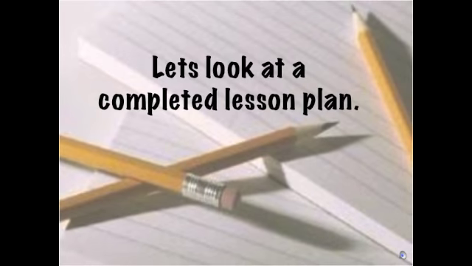Okay, so we know that there's 5 components and that we need to actively encourage those components to have a high-functioning SRL classroom. So we're going to look at a completed lesson plan. This is based on a grade 5 class in the province of British Columbia. It's the BCIRPs for grade 5 in social studies. And in this lesson, we'll see SRL built in to a UDL framework.